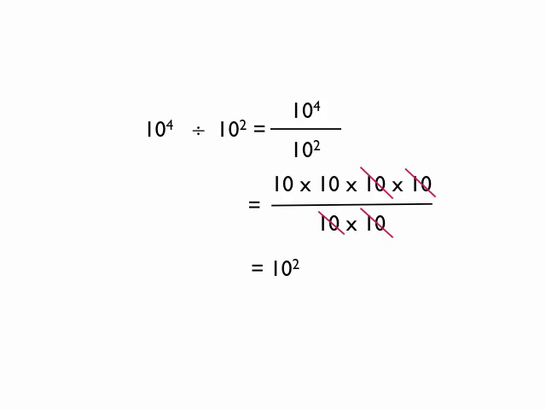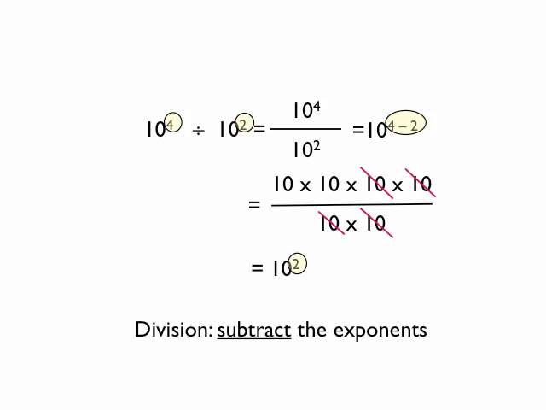Let's see how we can get the same answer from our original equation. Our exponents are 4 and 2, and we subtract them to get our answer, 10 to the second. That is, our rule for dividing powers of 10 is that we subtract the exponents.